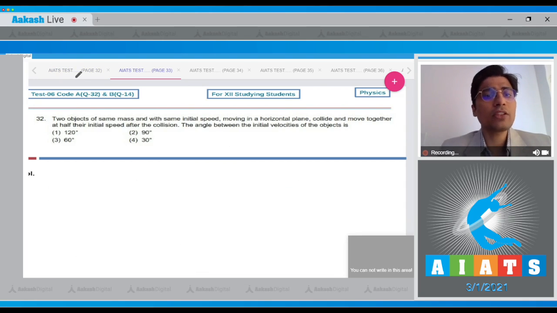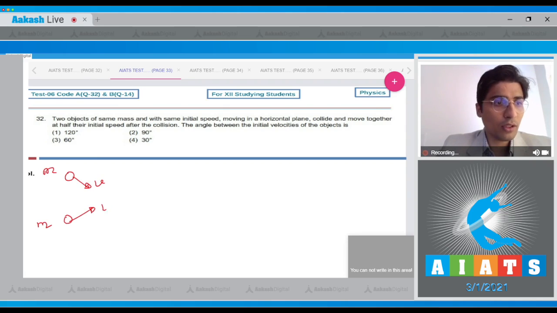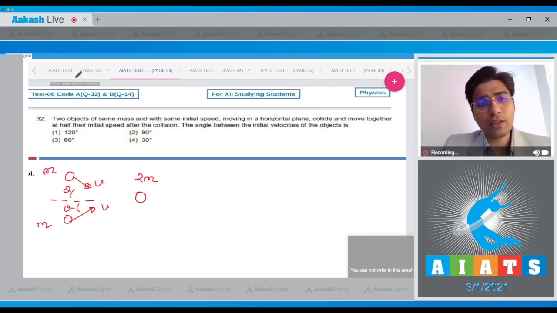Moving on to the question number 32. In this question, two objects of same mass and with the same initial speed moving in a horizontal plane collide and move together at half the initial speed after collision. The angle between the initial velocities of the objects is. Dear student, let this be the state of the initial objects, this be the m, and it is moving with the velocity v, and this is another m moving with the velocity v. Let the angle be theta and theta. Finally, they combine having a mass 2m and they move with the speed v by 2.